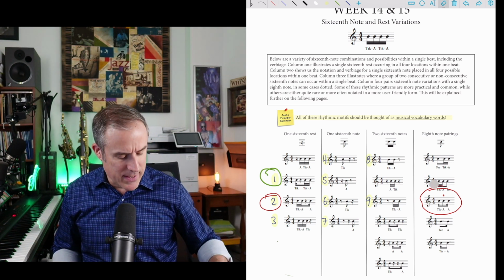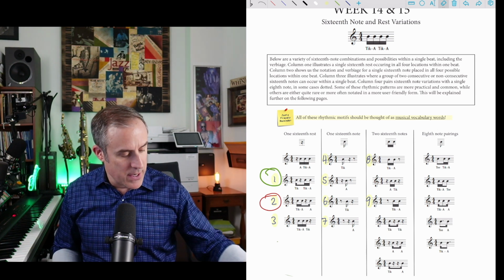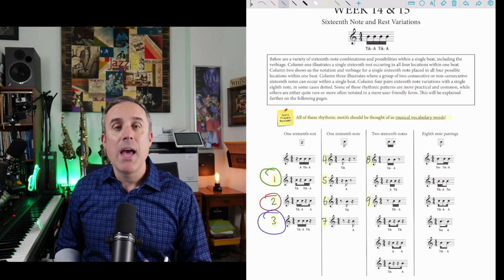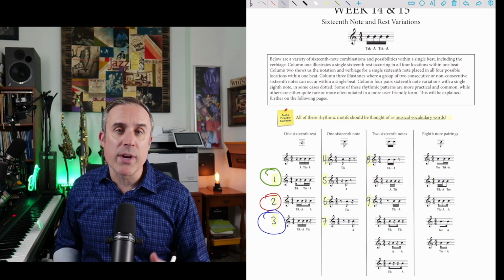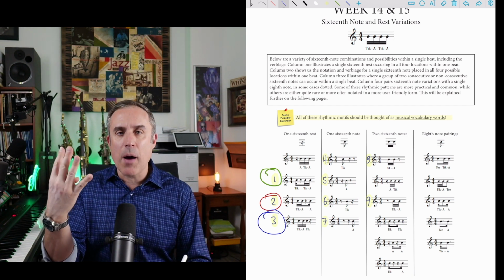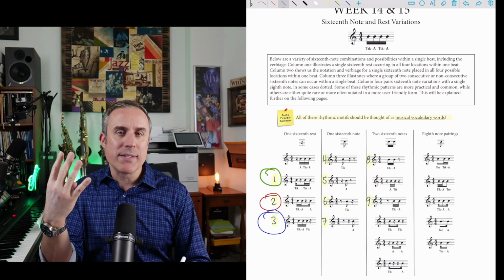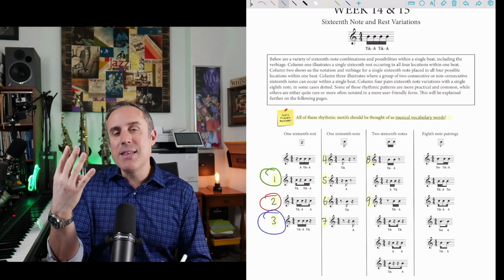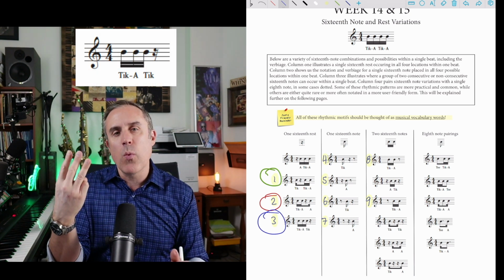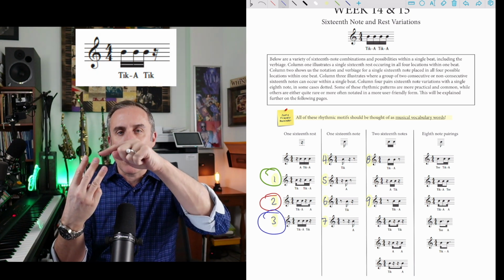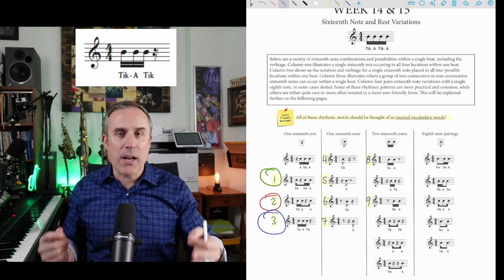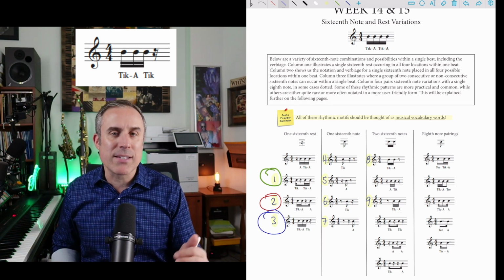Let me erase this ink here so that we can focus on pattern number 3, which is this one right here. And to no surprise, pattern number 3 is doing the same exact thing. We're taking our Tik-A pattern and replacing one of these 16th notes with a rest. In this case, it's the last one, so that last ah syllable. So what we're left with is Tik-A-Tik, Tik-A-Tik, Tik-A-Tik, Tik-A-Tik. And we don't have that last 16th note.